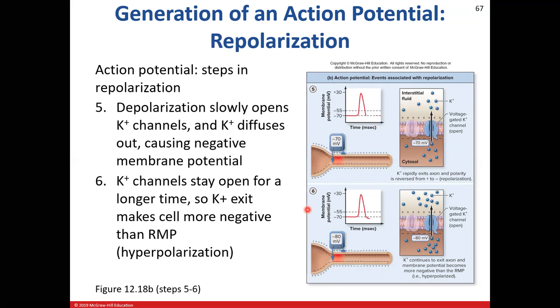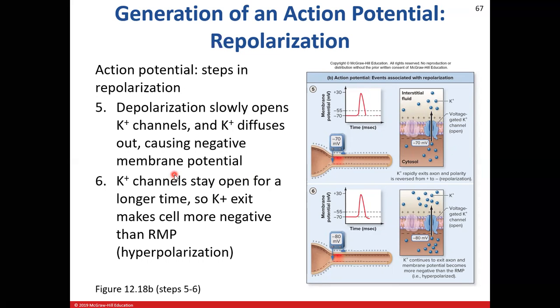So the next few steps relate to repolarization. With repolarization, at the top of the peak, we have our voltage-gated sodium channels that have started to close, but now we notice that our voltage-gated potassium channels begin to open. As those channels open, potassium diffuses out of the cell, which makes the cell a little bit more negative. And that's bringing us back down closer to our resting membrane potential.